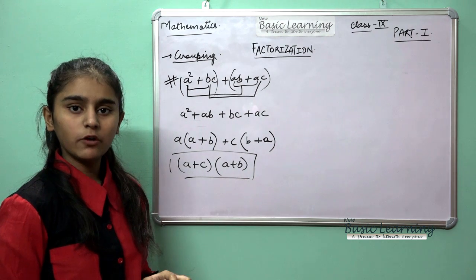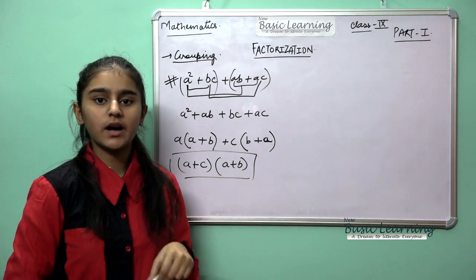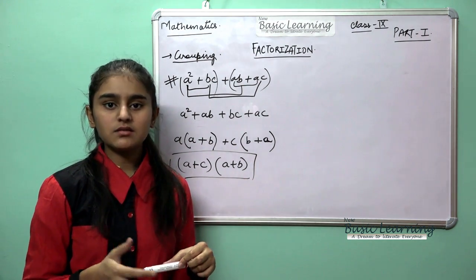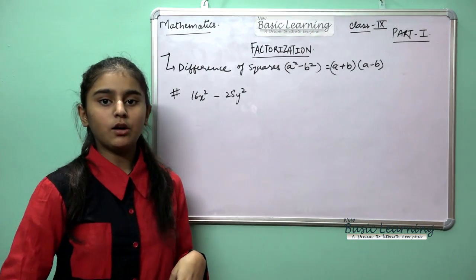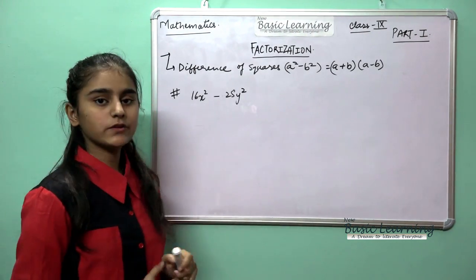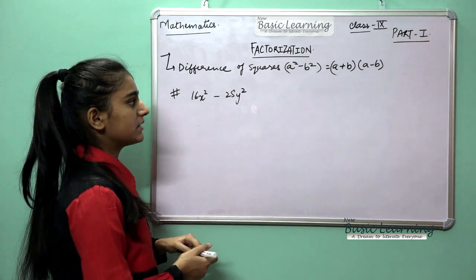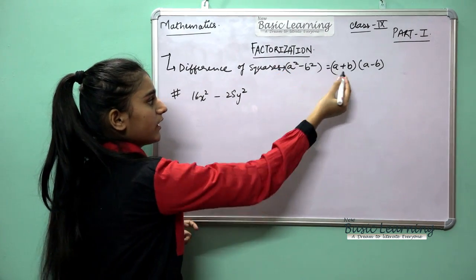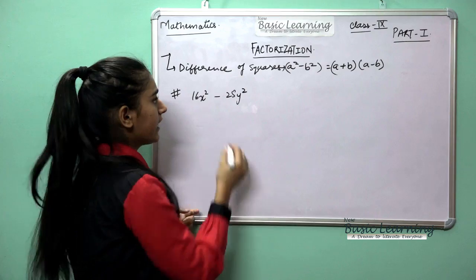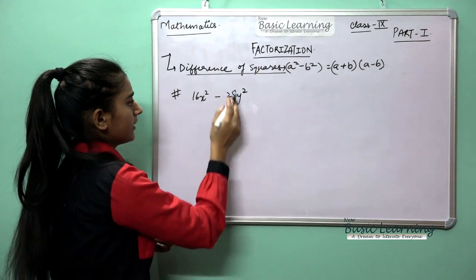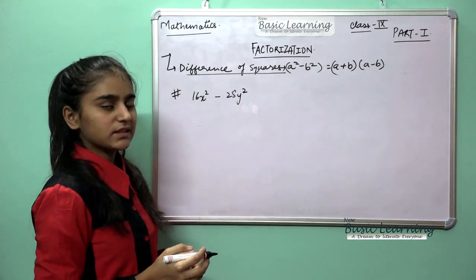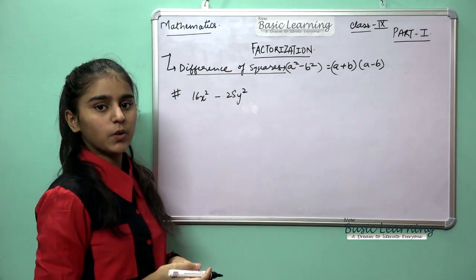Now we will do the next part, that is difference of squares, a square minus b square. The third type is difference of squares, that is a square minus b square equal to a plus b and a minus b. Okay, the example is 16x square minus 25y square.